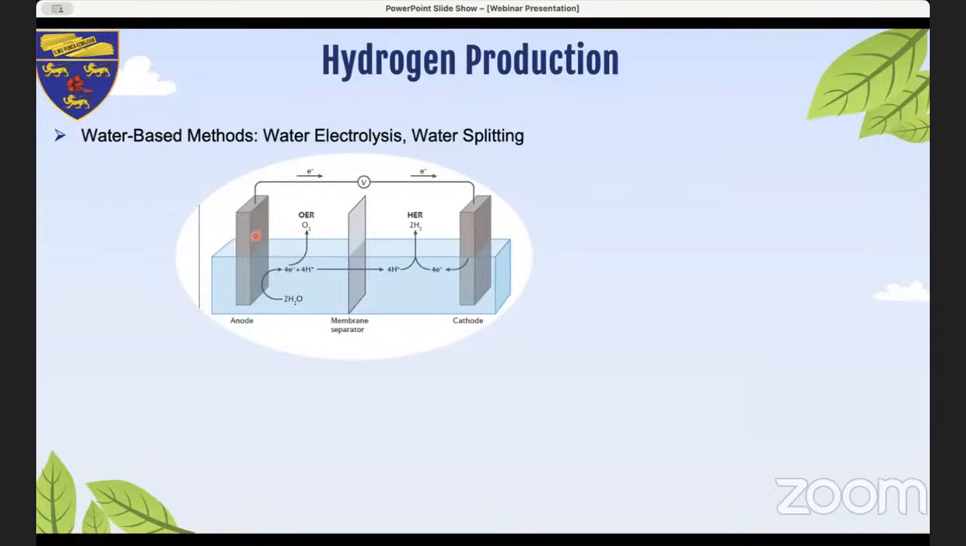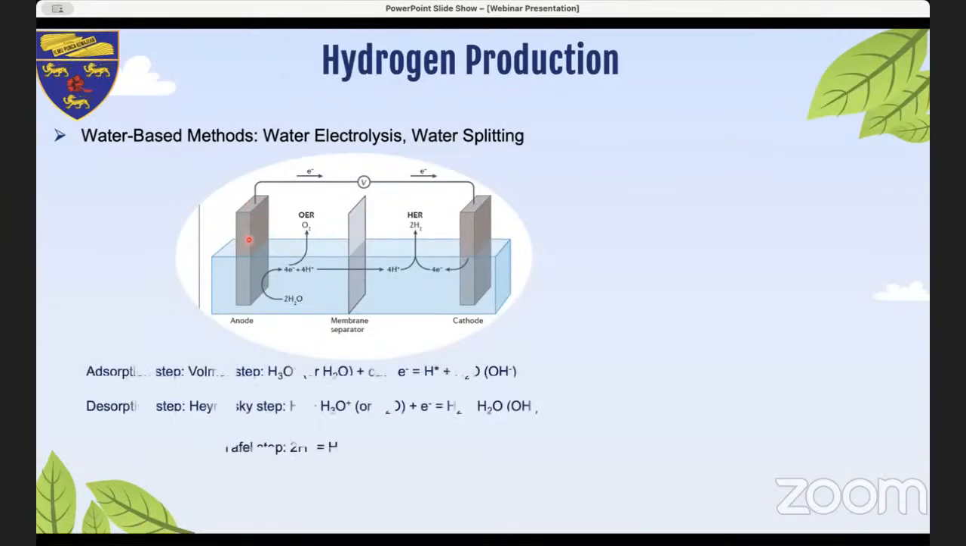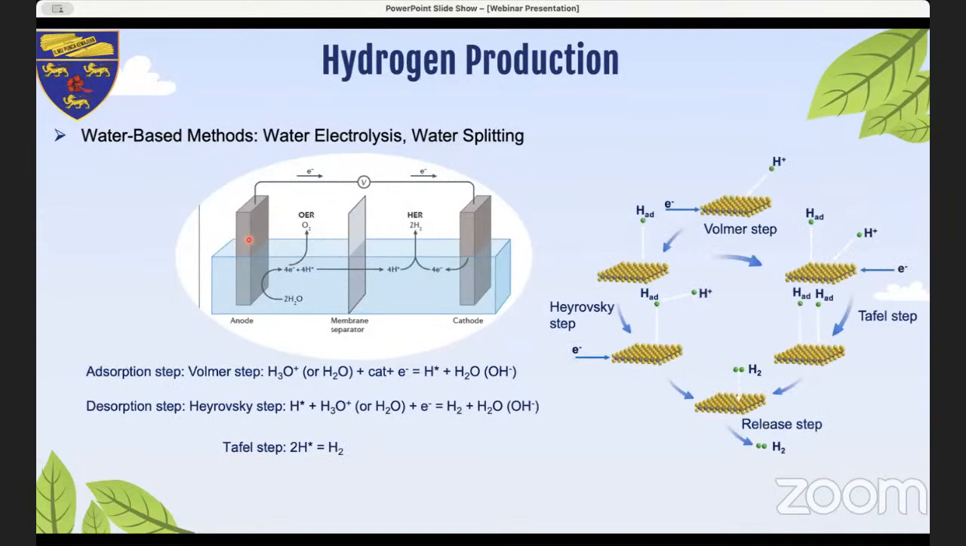It acts as a vital bridge to convert the water into hydrogen. So the electrocatalyst plays an important role. Electrocatalysts produce hydrogen through three fundamental mechanisms, which we call Volmer, Heyrovsky, and Tafel. Briefly, Volmer deals with adsorption of water, and Heyrovsky deals with desorption and production of hydrogen, and Tafel also.